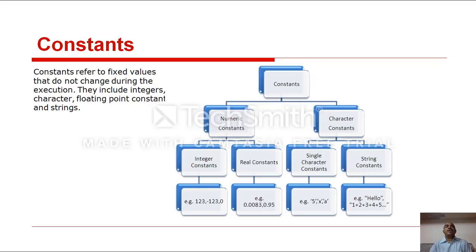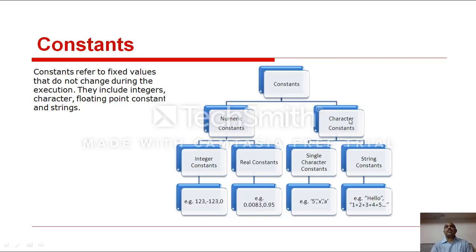Constants. We know there are two types of constants; we already discussed them last class. The first is numeric constants and the second is non-numeric constants. Numeric constants are also of two types: integer constants and real constants. Integer constants, for example 123, 0, minus 123, etc. Then real constants, for example 0.0083, 9.95, etc.